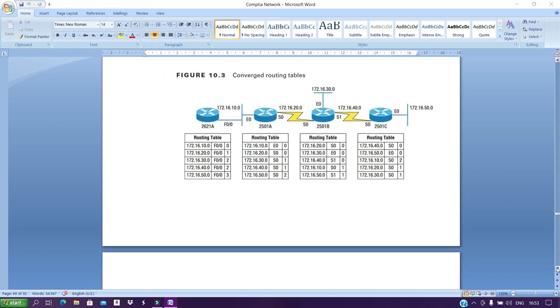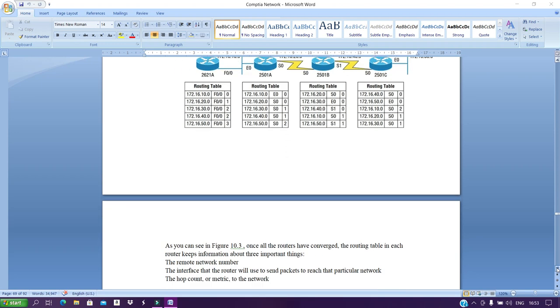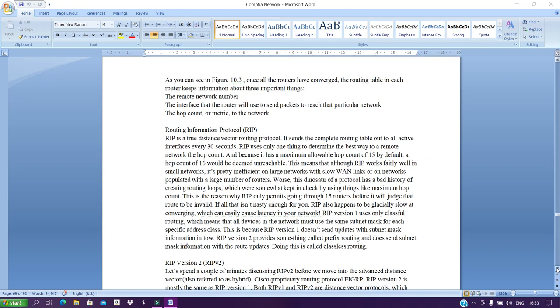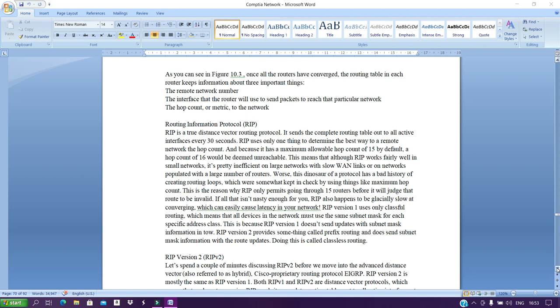Here we have figure 10.3, converged routing tables. As you can see in figure 10.3, once all the routers have converged, the routing table in each router keeps information about three things: the remote network number, the interface that the router will use to send packets to reach that particular network, and the hop count or metric to the network.